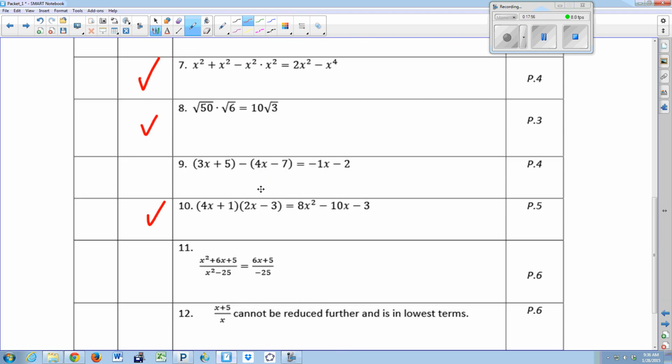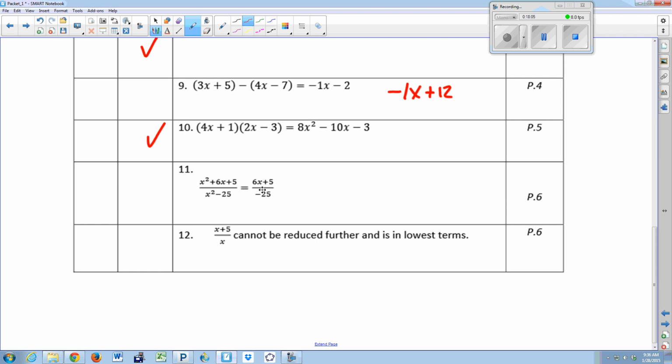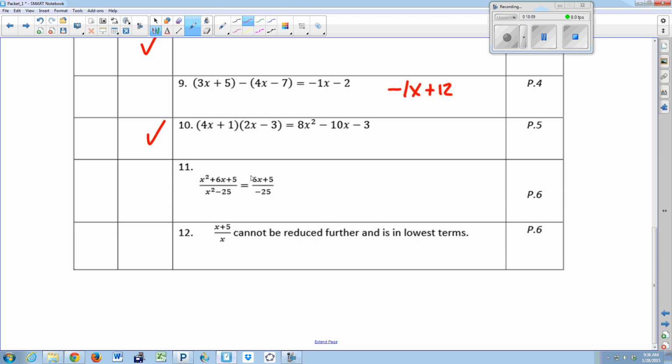Okay, 9. Did we have agreement on 9? Nope, we said it's really -1x plus 12. I agree with that. 11, what happened with 11? I see some checks and not some checks.